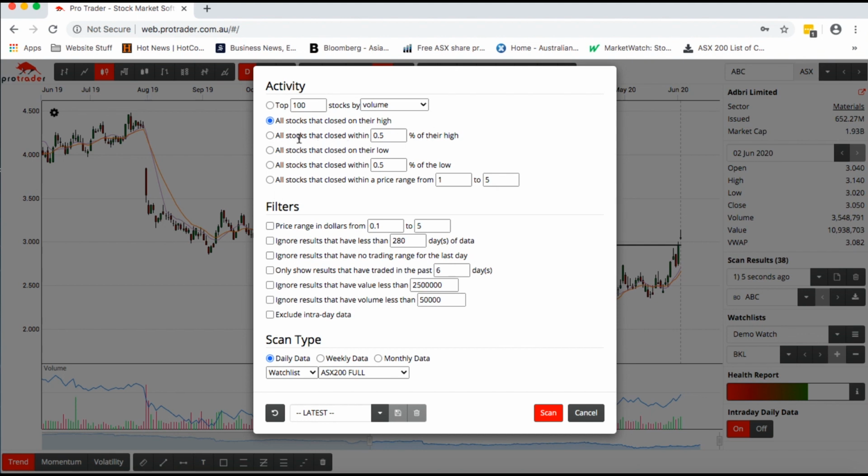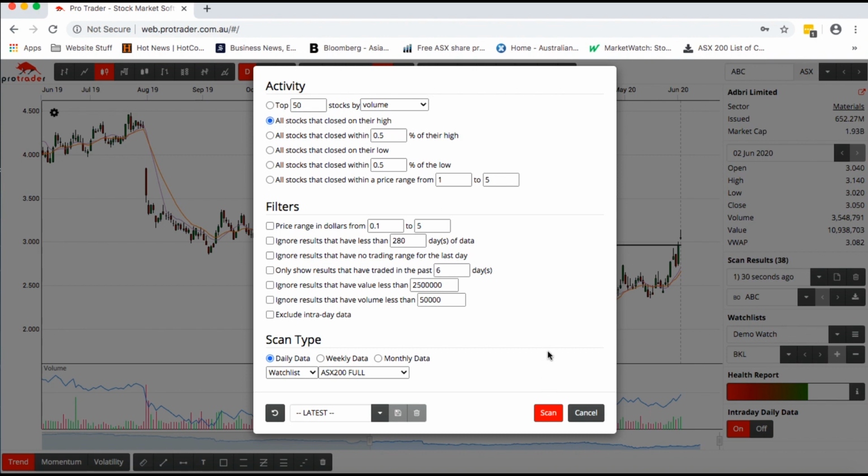You can scan for stocks that have closed within a certain range of their high. Also, stocks that are low. You can scan for the top 100, 500, 50, whatever you like. Stocks by volume, price increase, percentage, market cap. The one that I like to do, see, it says all stocks that close in their high.